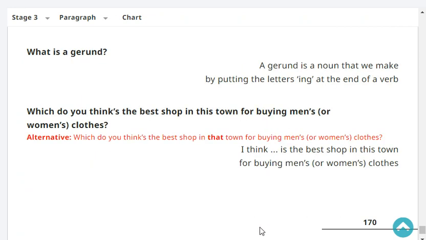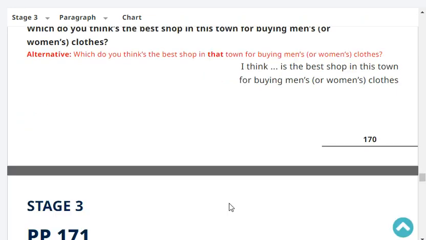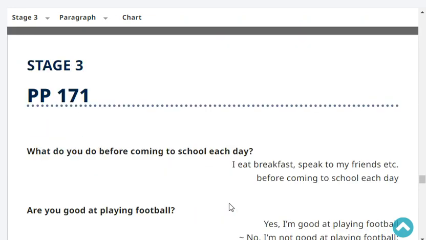Very good. Which do you think's the best shop in your town for buying women's clothes? I think Isetan is the best shop in my town for buying women's clothes. Very good. What do you do before coming to school each day? I eat breakfast, speak to my friends before coming to school each day.